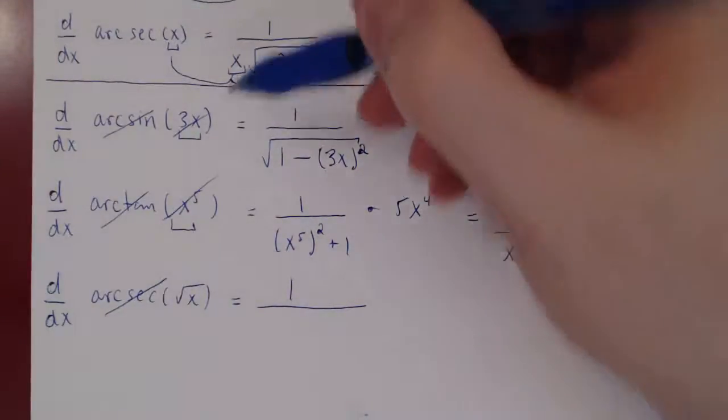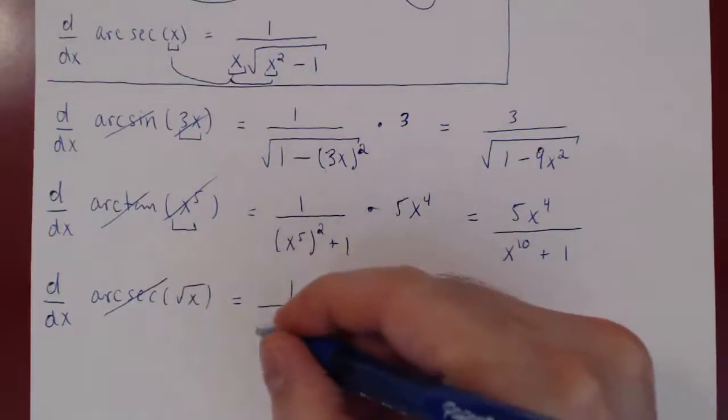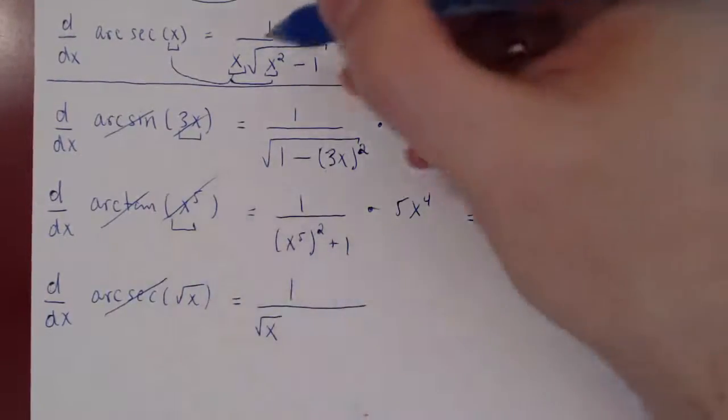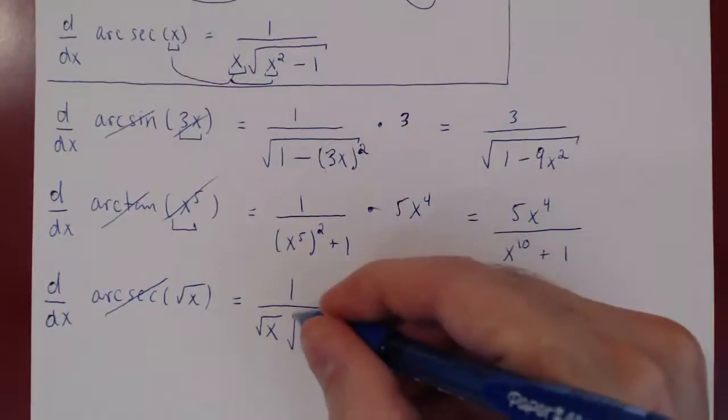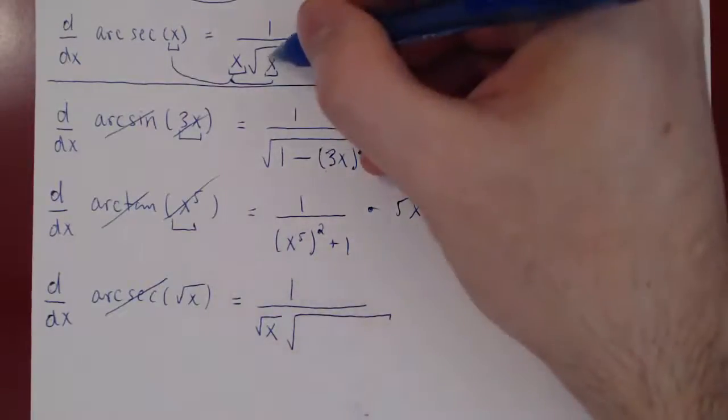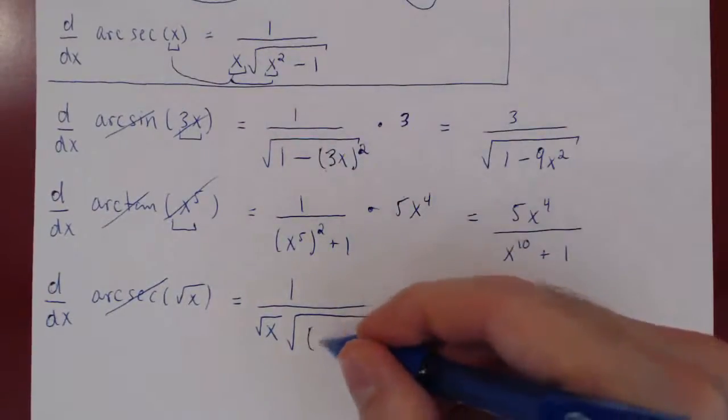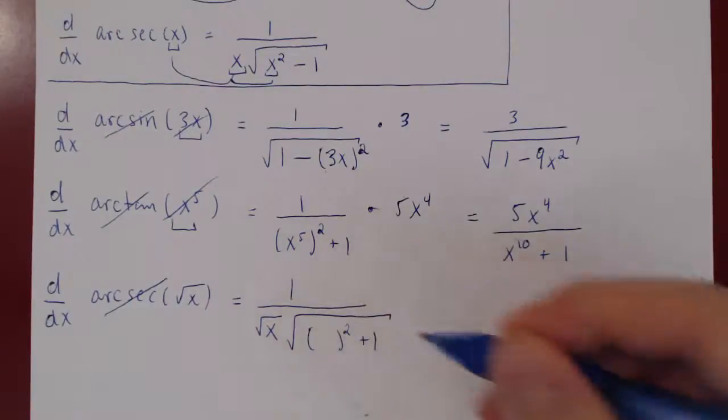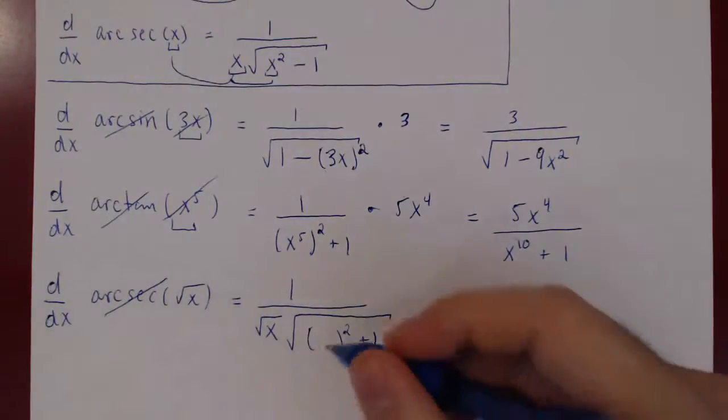1 over the argument, whatever it may be, the argument here is root of x, so root of x, times the square root of the argument squared plus 1, and here the argument again is root of x.